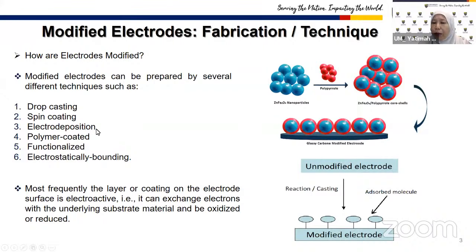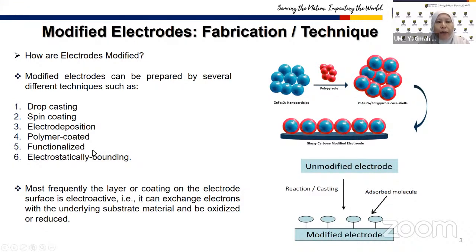Basically, you use an electrochemical method to deposit the electroactive species on top of the substrate. The other one, we call it polymer coating. Polymer coating also can be used to deposit polymers on top of the substrate.